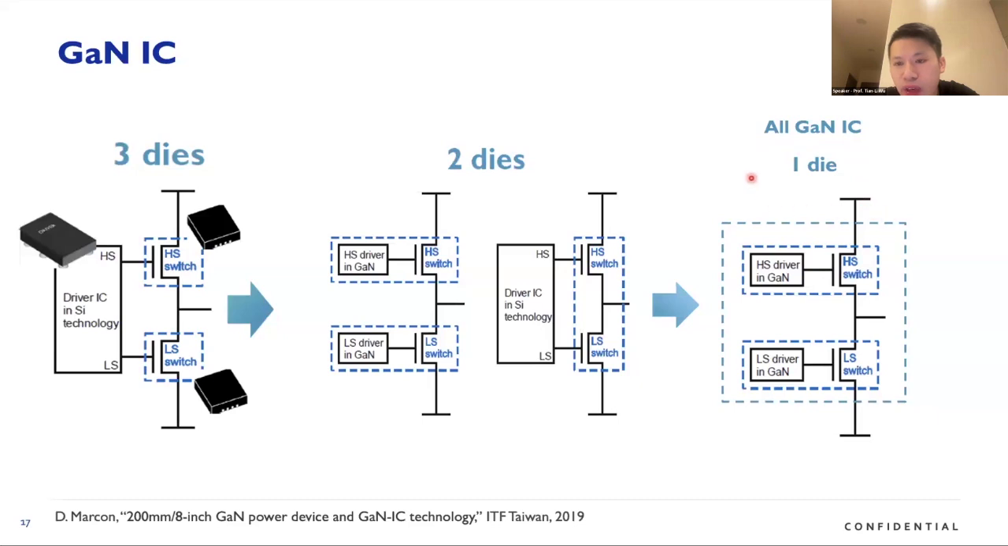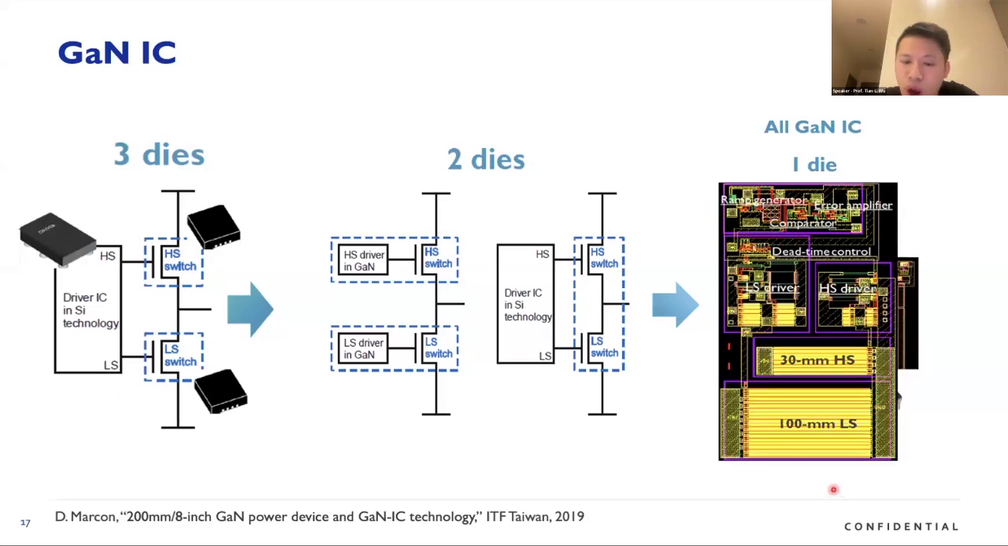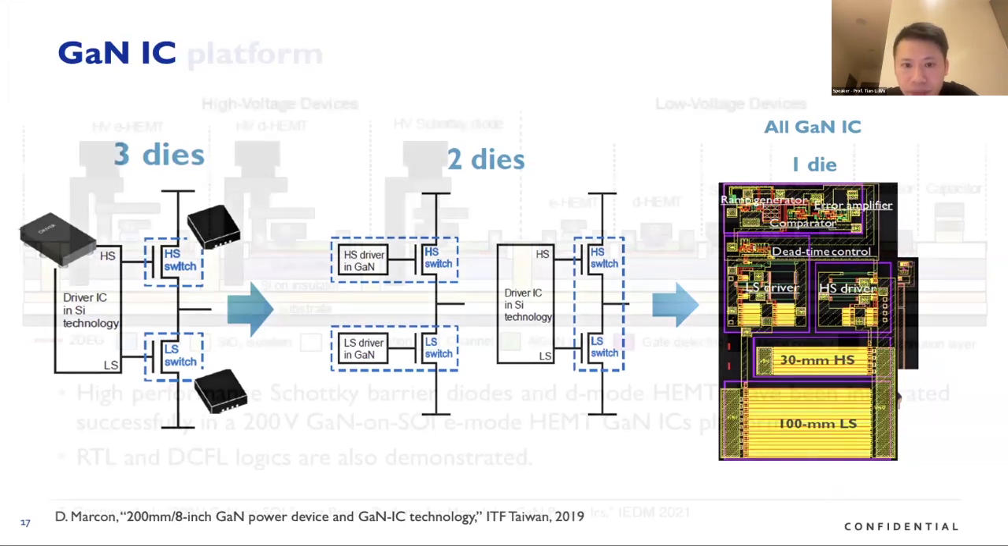And in this case, we only need one die that fully covers all of the gallium nitride function and gallium nitride electronics. This is one of the demonstrations from several years ago from IMEC. They have demonstrated all-GaN IC technology.